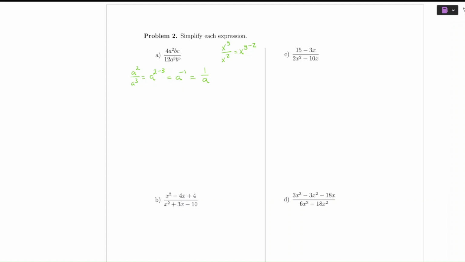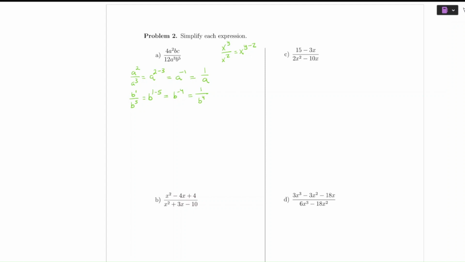Okay, now my b terms I can take care of. So I have b over b to the 5th. And we'll want to remember here that when there's no exponent, there's kind of an invisible 1. Okay, and then I can apply my rule. So b to the 1 minus 5 equals b to the negative 4. Okay, and so then I can do my negative exponent rule to put this in the denominator because we never want to have our final answers with negative exponents.